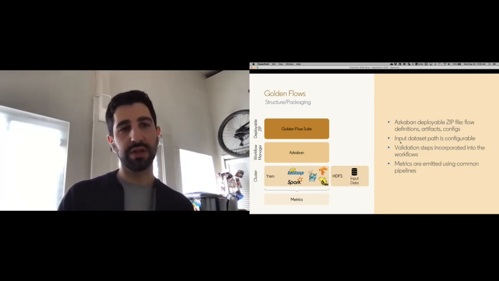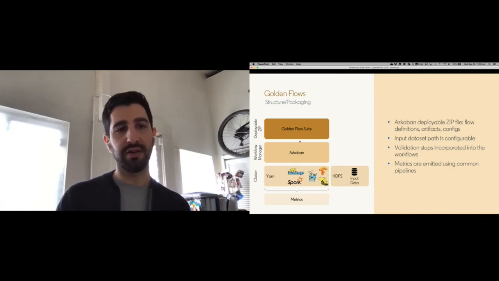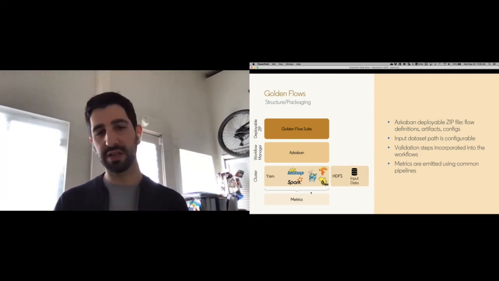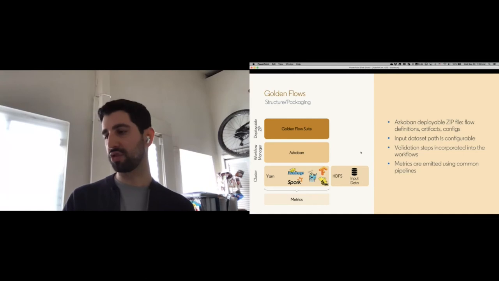The Golden Flow suite can run on any of our clusters and is deployed over Azkaban. It runs over our YARN clusters, consuming input data from HDFS and producing the same kind of metrics that we have for traditional Spark jobs.